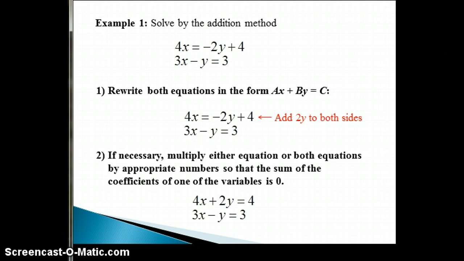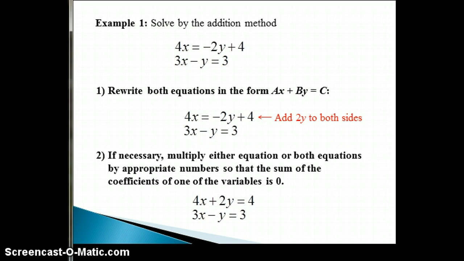Next, we should check to see if either variable will be eliminated by adding the equations we have so far. Notice that the x's add up to 7x and the y's add up to y. Since neither variable will be eliminated, we must multiply either equation or both equations by appropriate numbers so that the sum of the coefficients on one of the variables will be 0.